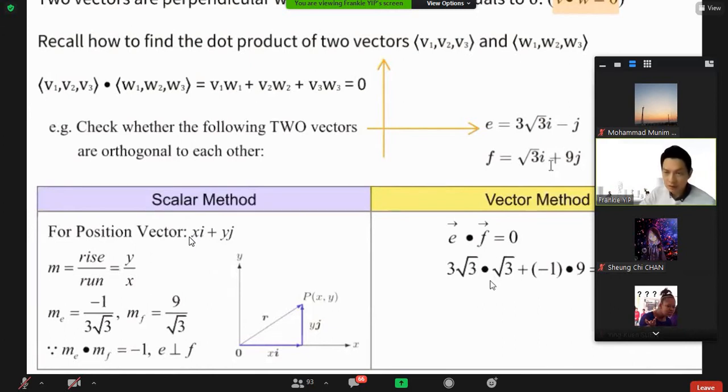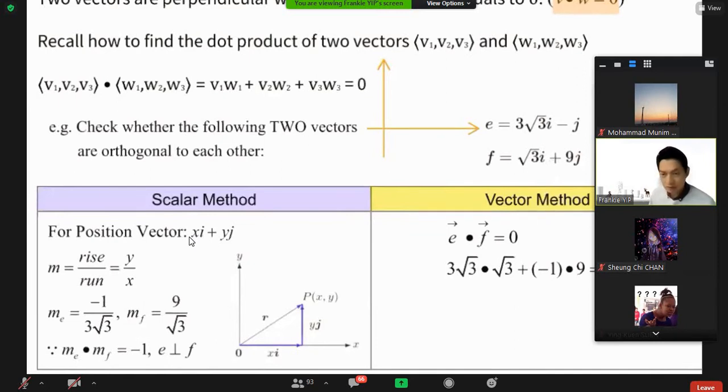Okay, let's check together. Using the dot product, the coefficients of i multiplied together give 3 square root 3 times square root 3, and plus the coefficients of j multiplied together, negative 1 times 9. So that means this is 9 minus 9, so we have 0. Okay, so this is the trick we are going to use. Got it? I don't think it's difficult, right?